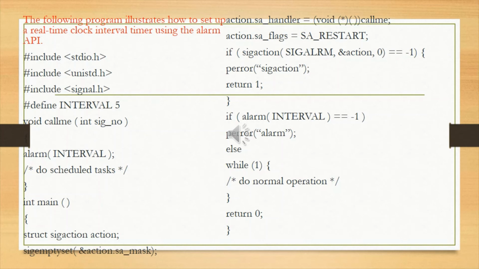ITIMER_VIRTUAL is a timer based on user time spent by the process, and it generates a SIGVTALRM signal when it expires. Then ITIMER_PROF is a timer based on the total user and system time spent by a process, and it generates a SIGPROF signal when it expires.